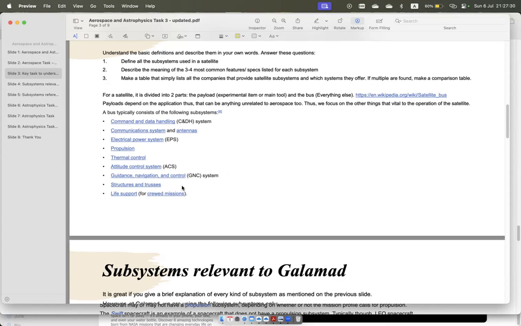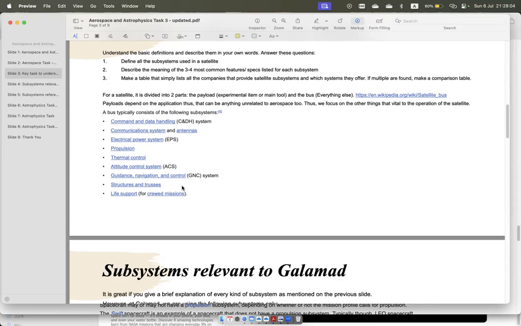Then the other subsystem is called structures, thermal, and mechanisms. Okay. Now the structure itself is just the physical skeleton or chassis that holds the entire satellite in place. So the subsystems we're talking about here need to be held in place. The whole satellite itself needs to survive the launch. And therefore, to do that, it needs to be structurally strong and all that.